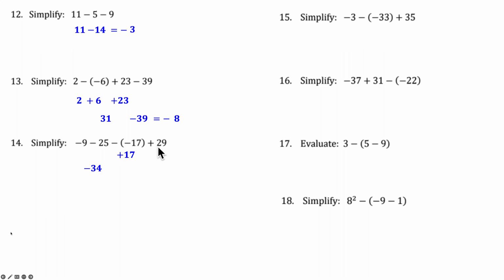Then we're going to take the 17 and the 29. These are the two positives. We're going to add them together. That's going to be plus 46. 46 is bigger. It's positive, so my answer is positive. My signs are different. Subtract. 46 minus 34 is 12. Final answer, positive 12.